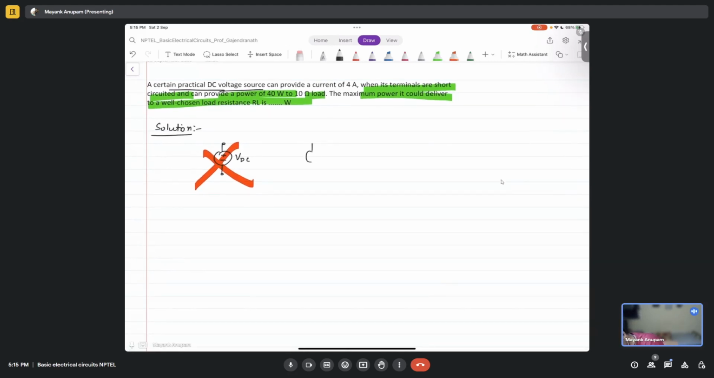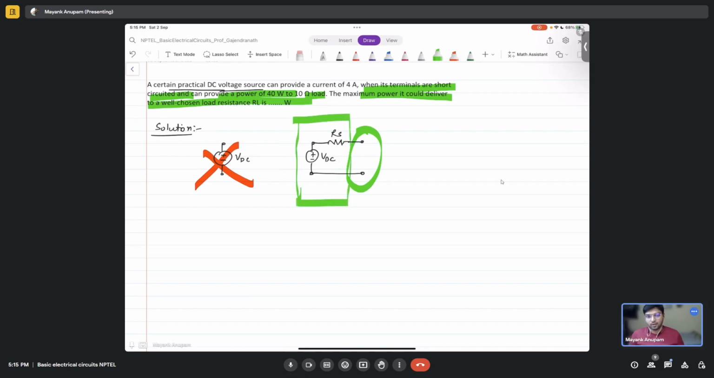You get a voltage source VDC, but you also have a connected resistance here, RS. You cannot get rid of this resistance, okay? The terminals that are accessible to you when you buy a battery are these two terminals. Inside of that battery will have this kind of a behavior. Outside of the battery you only have these two terminals accessible. So you will never get a pure DC voltage source.